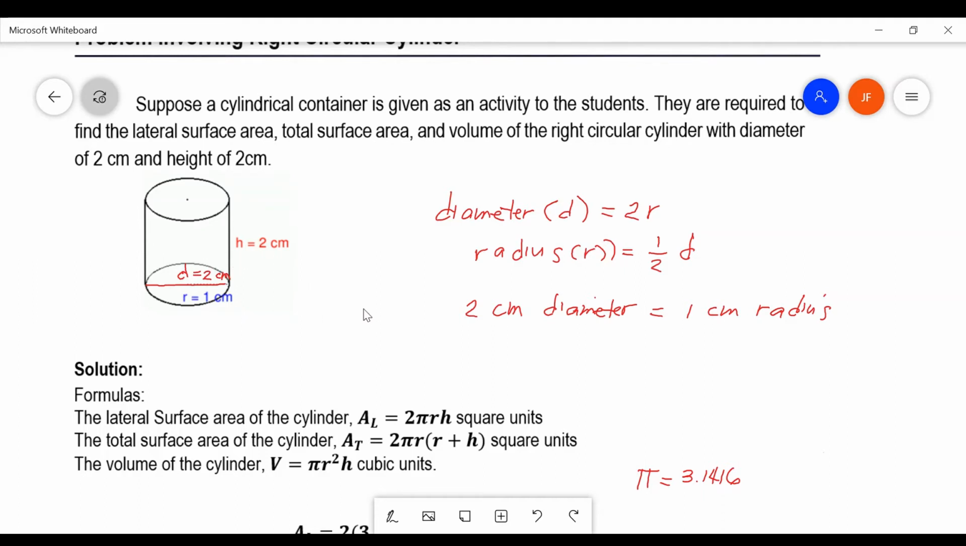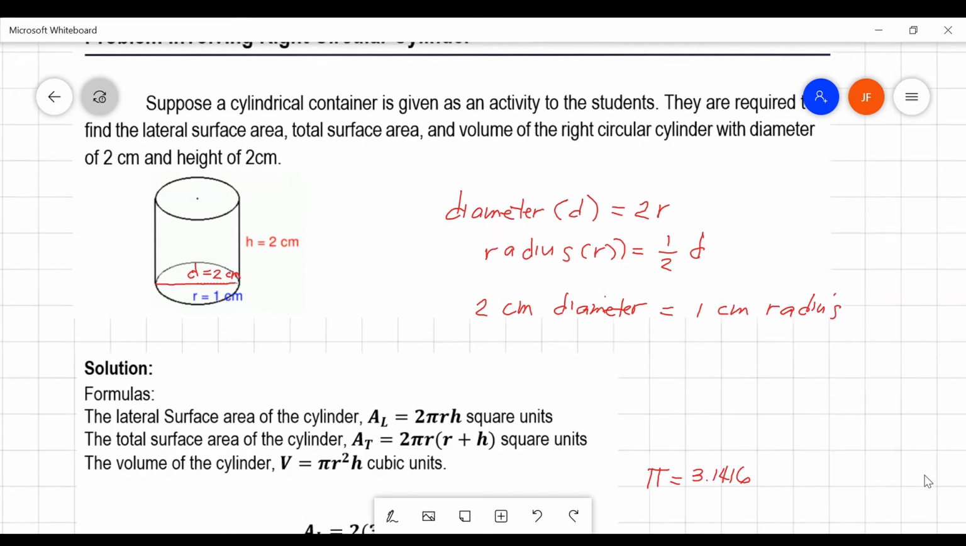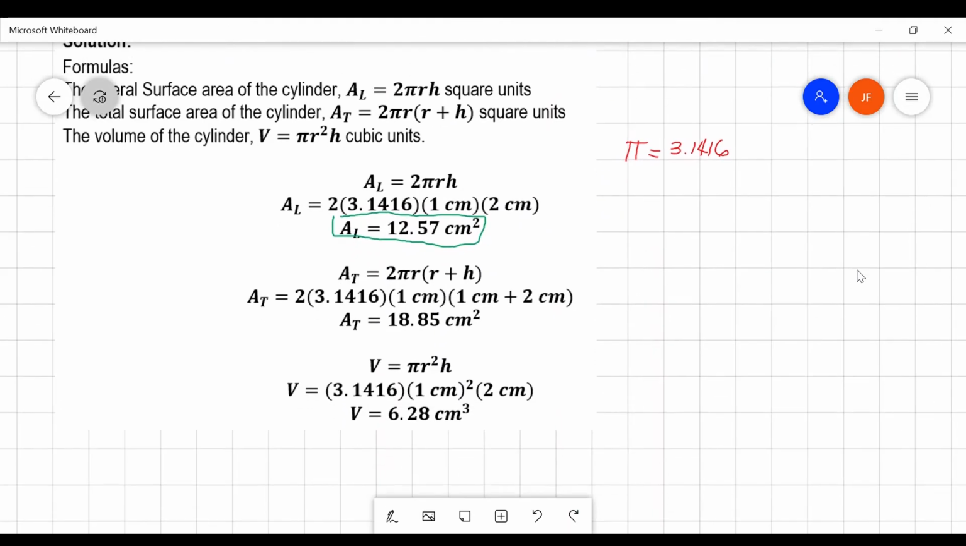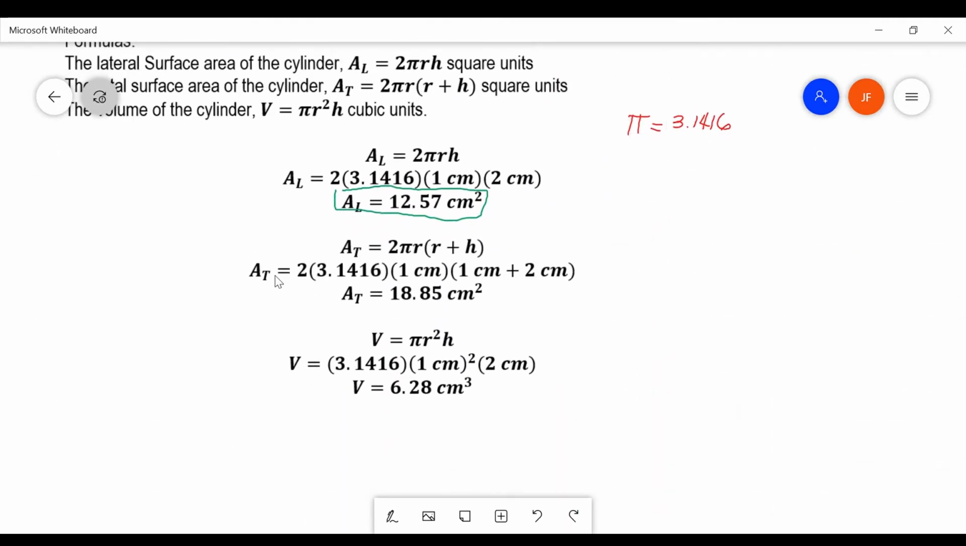Now moving forward to the total surface area. The formula for the total surface area of a cylinder is 2 pi r times the quantity r plus h. So pi is the same, approximately 3.1416. The r, the radius, is also 1 centimeter, and the height is 2 centimeters.